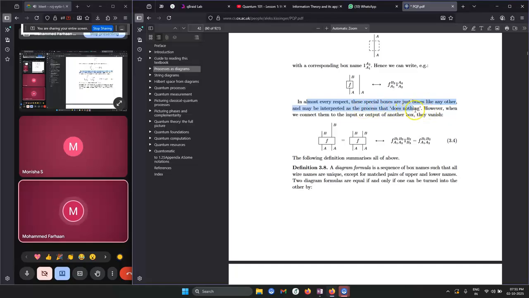So, in almost every respect, these special boxes are just boxes like any other, and they may be interpreted as the process that does nothing. However, when we connect them to an input or an output of another box, they vanish. So if I put this does nothing box over here in the output, then it's basically as if I didn't do anything to it at all, and hence we have something that's obvious in the diagram that is sort of non-trivial from the formula point of view.